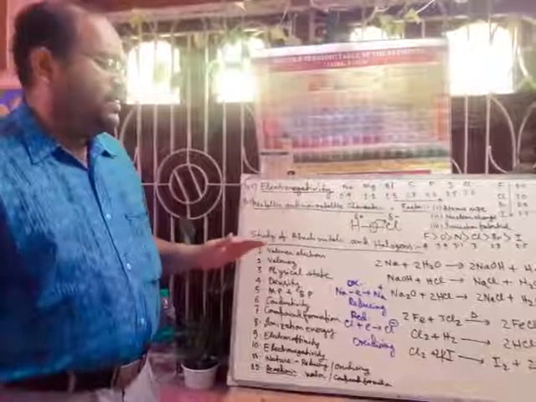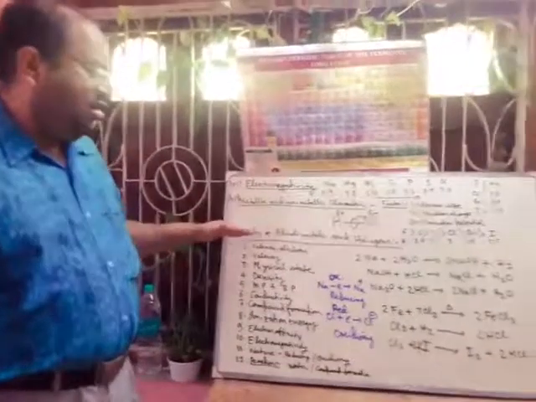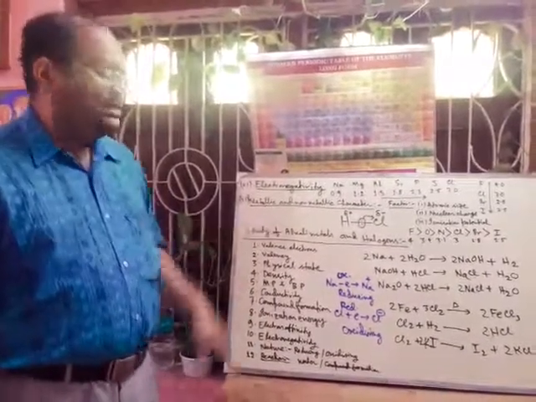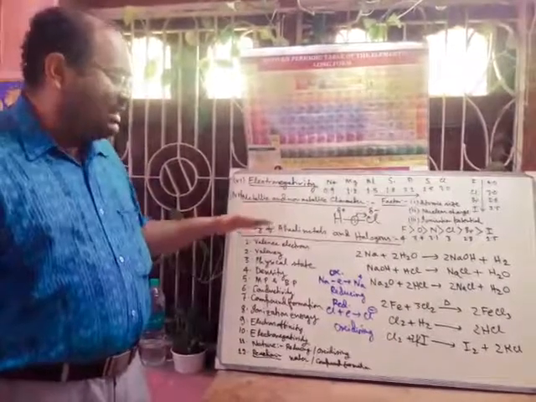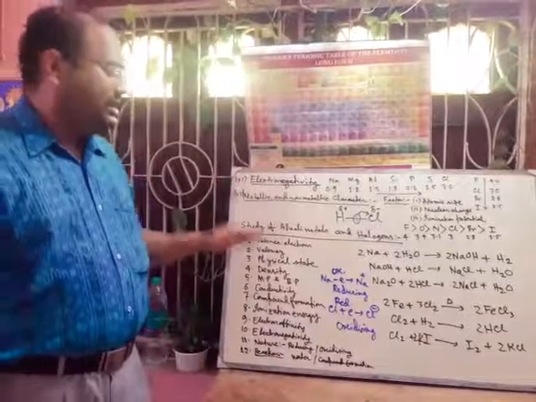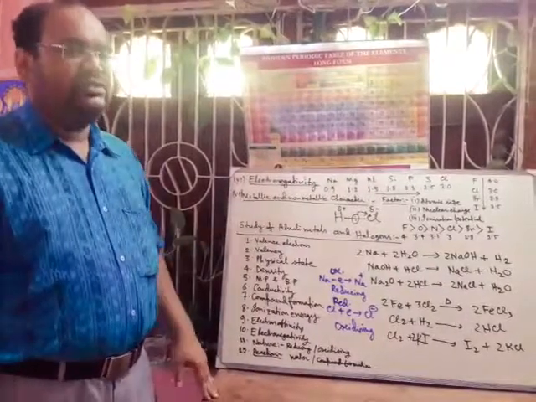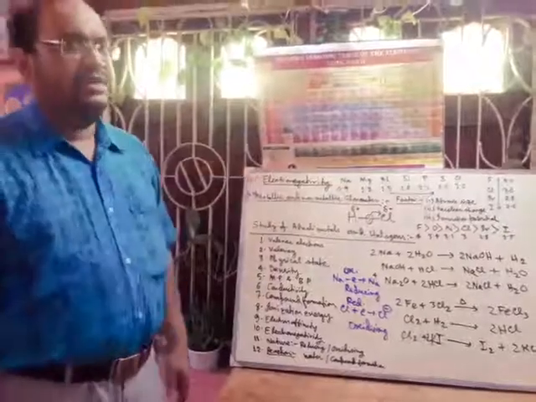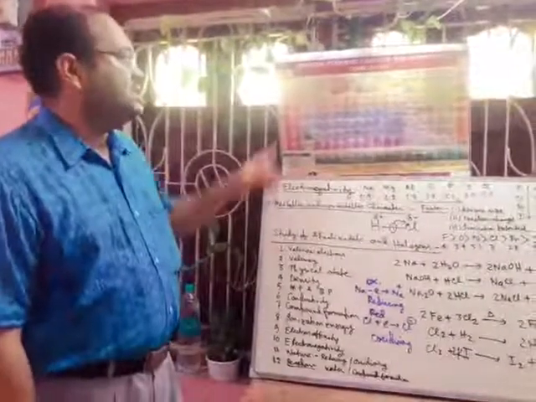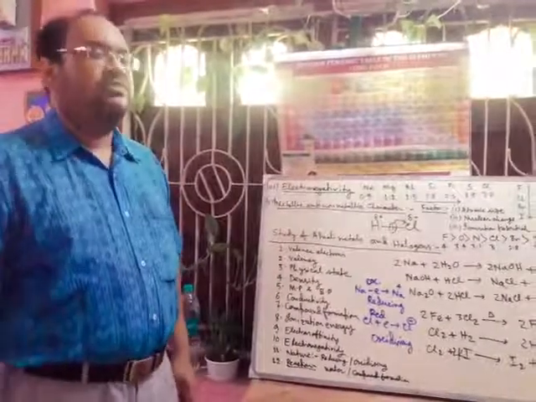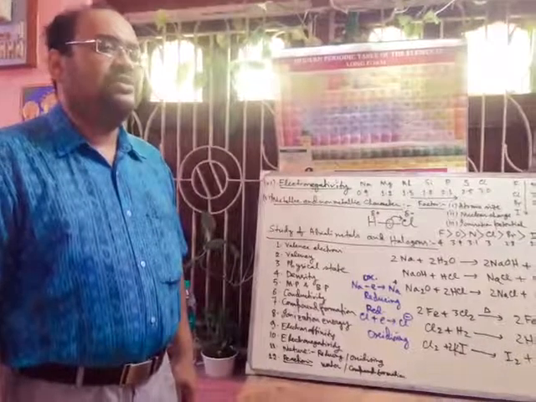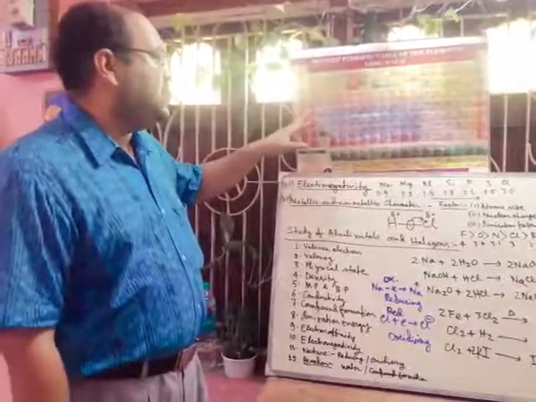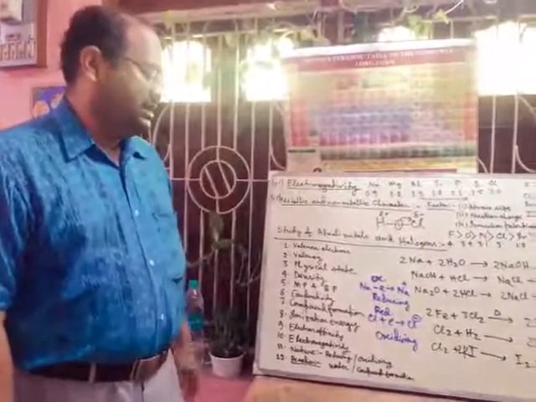So next we will discuss the study of alkali metals and halogens. Now what are alkali metals? Alkali metals are those metals that, when they react with water, form alkali. We can think about group 1 elements, they are called alkali metals. Why? Suppose sodium. Sodium reacts with water forming sodium hydroxide. Sodium hydroxide is a water soluble base and is called alkali. So except hydrogen, all the metals in group 1 are called alkali metals.